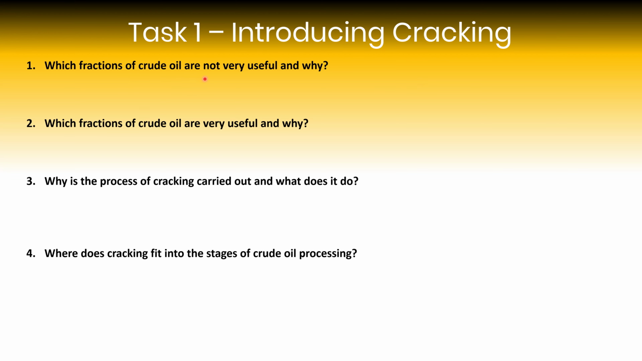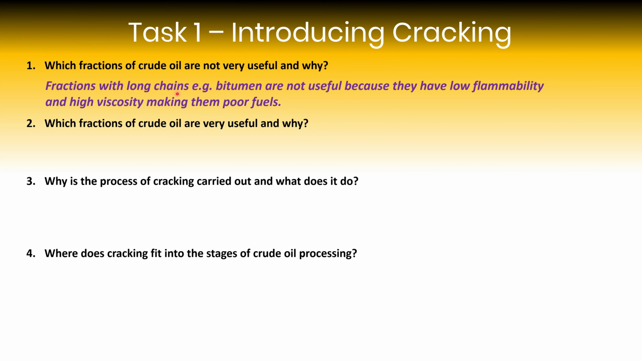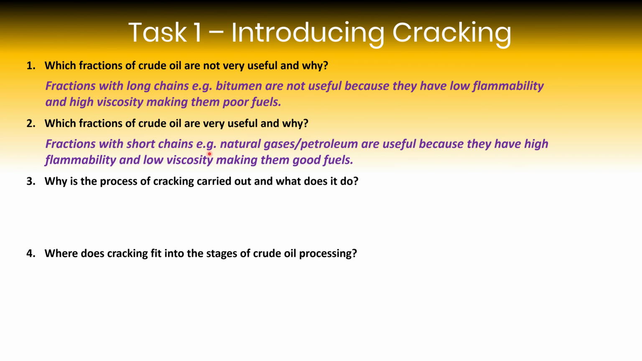So the fractions of crude oil which are not very useful, and a reason for this, are any fractions with long chains, for example bitumen, and they're not useful because they have low flammability and high viscosity, making them poor fuels. The fractions of crude oil which are useful are the fractions with short chains, like natural gases and petrol, and they're useful because they have very high flammability and low viscosity, meaning they make great fuels. The process of cracking is carried out. Let's have a look at why.